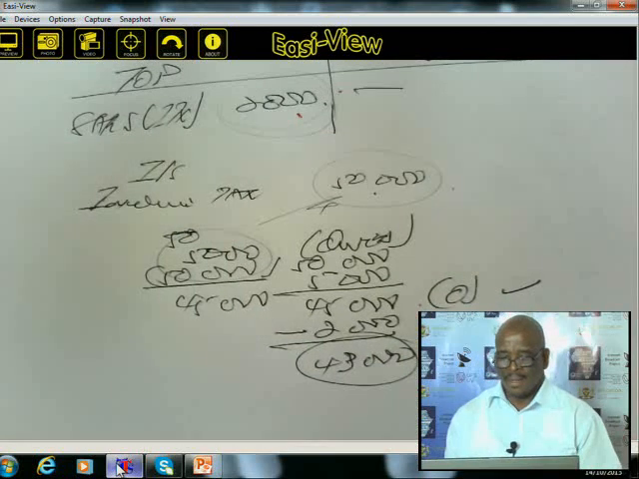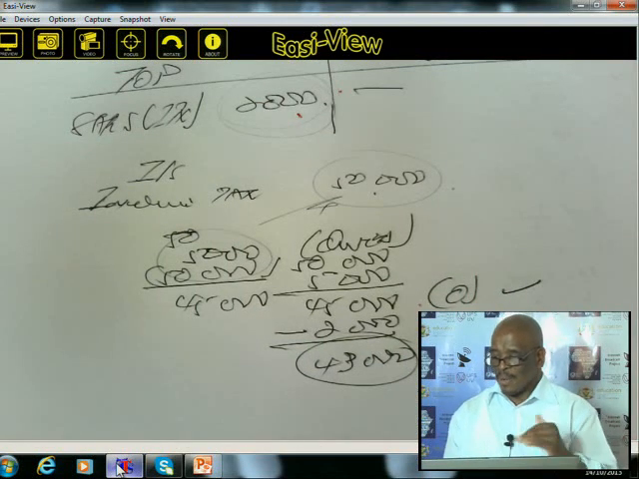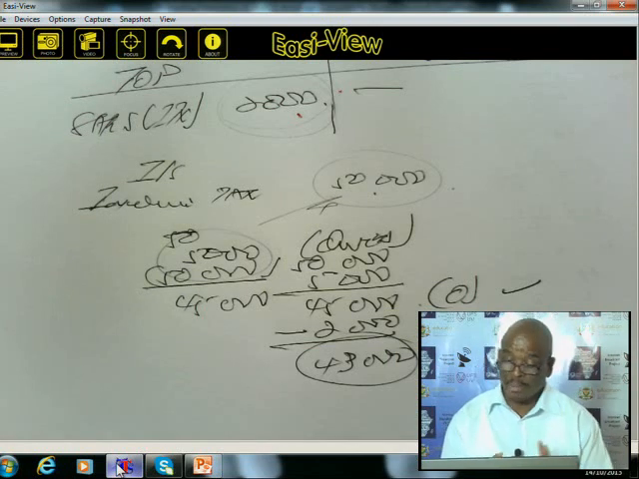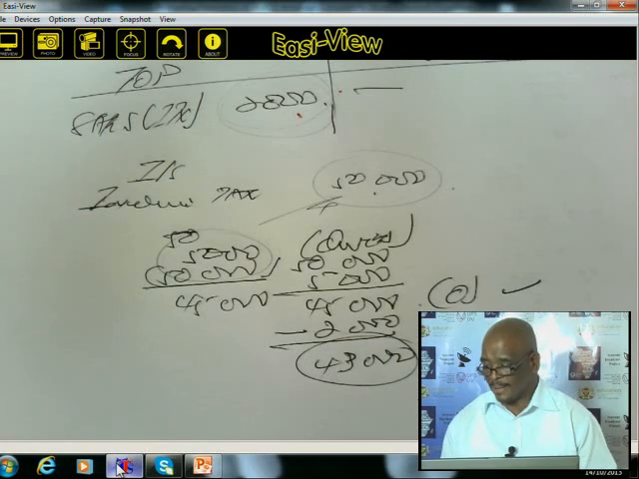Simple as that. I want to avoid this question of amount owing at the beginning of the year, amount in the income statement, amount owing at the end of the year. It can be confusing. Let's reason it out easily, simply.